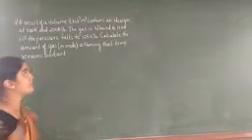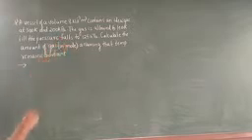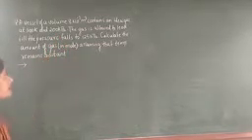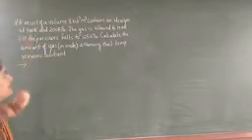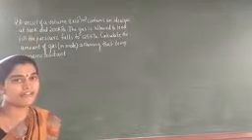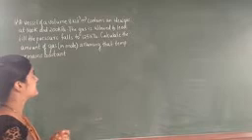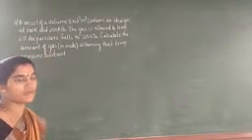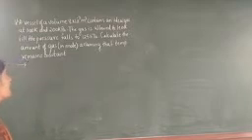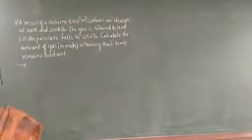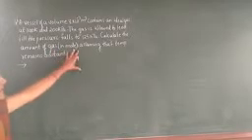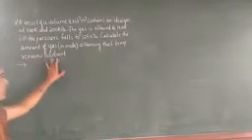A vessel of volume 8 into 10 raised to minus 3 meter cube contains an ideal gas at 300 Kelvin and 200 kilopascal. The gas is allowed to leak till the pressure falls to 125 kilopascal. Calculate the amount of the gas that leaks out. This answer should be written in mole, assuming that the temperature remains constant.